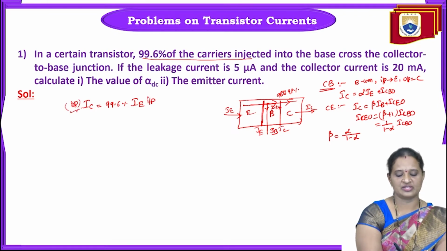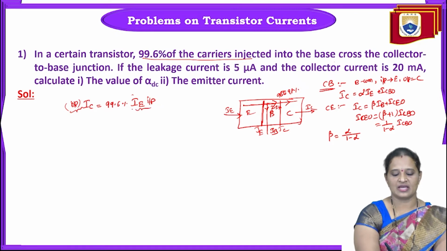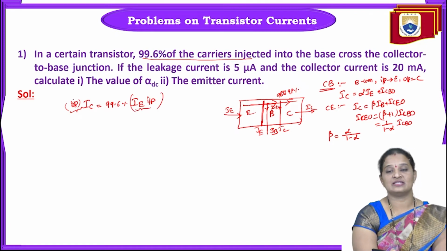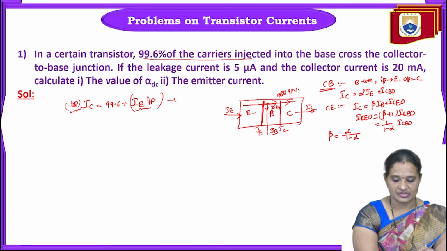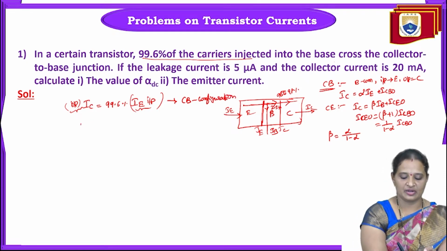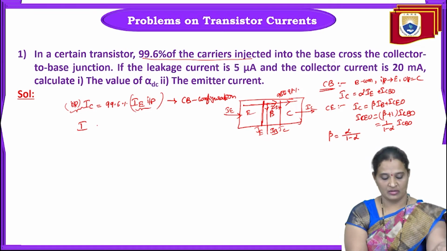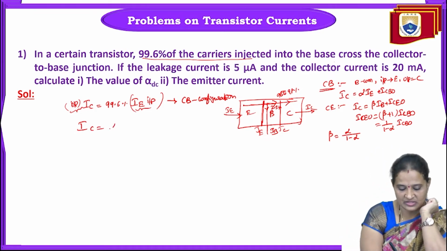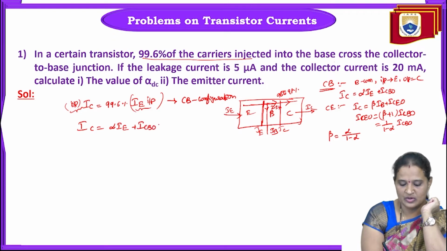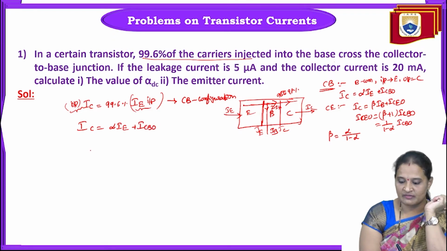In which configurations do we have input current as IE and output current as IC? In common base configuration. So this problem is related to common base configuration. We already know that the relation of current in common base configuration is IC equals alpha into IE plus ICB0. And what are the values that are given here?